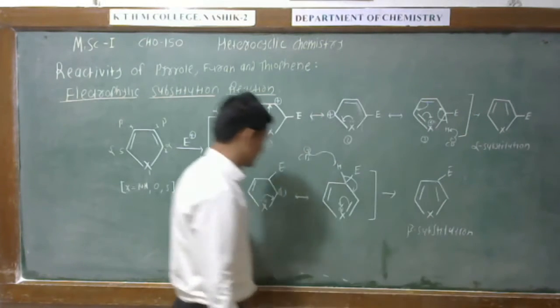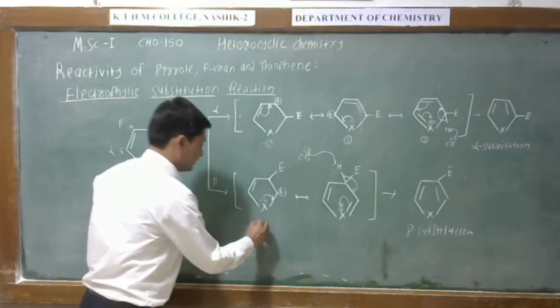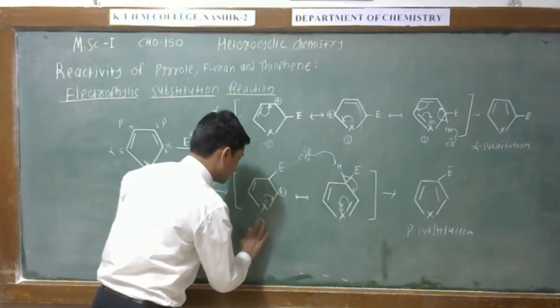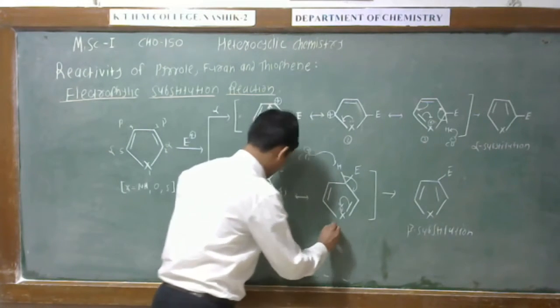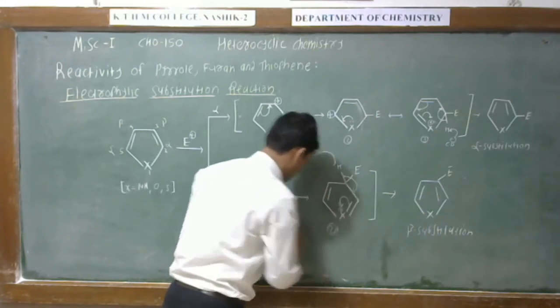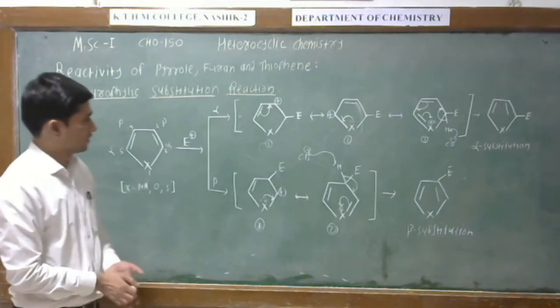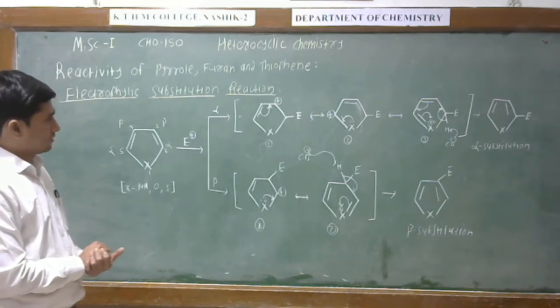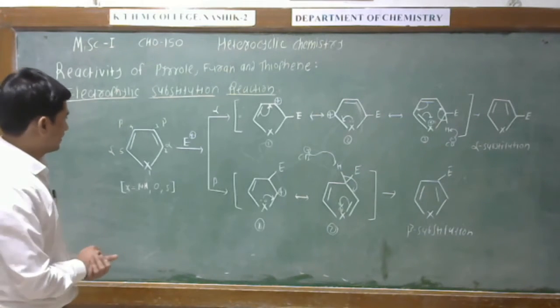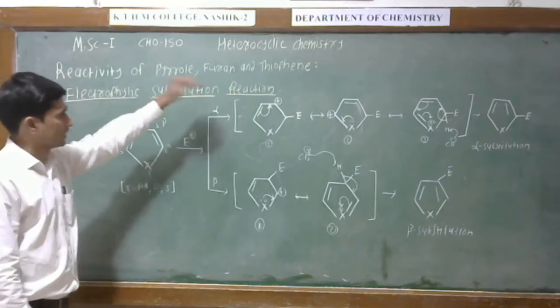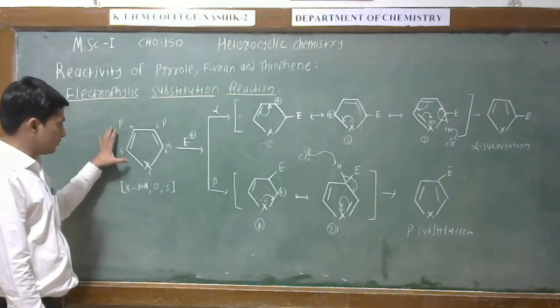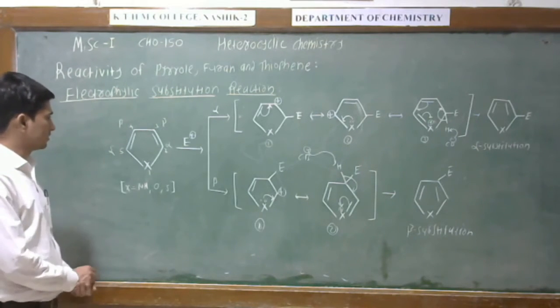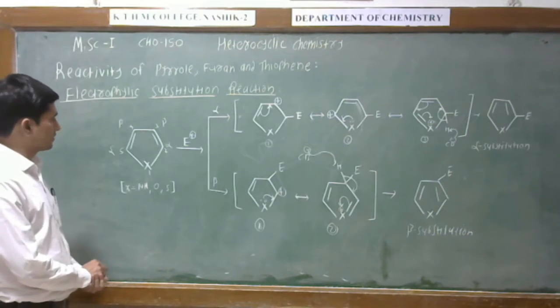In beta substitution, there are two resonance structures of the intermediate. See, this is the first and this is the second. You can see here the electrophilic substitution reaction of 5-membered heterocyclic compounds. So, which are these 5-membered heterocyclic compounds?